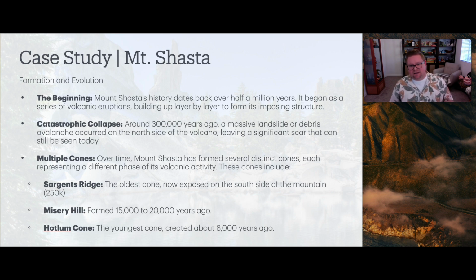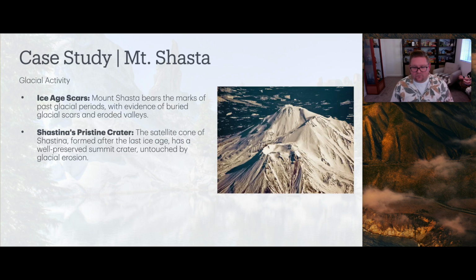Now, because of time, Mount Shasta has formed several very distinct cones, each representing a different phase of volcanic activity. The cones include the Sargent Ridge, which is about 250,000 years old; Misery Hill, which is between 15 and 20,000 years old; and then the most recent, the Hotlum cone, which is about 8,000 years old. So these three cones make up Mount Shasta. Here's an aerial photo of Mount Shasta and some of these cones. Ice Age scars: Mount Shasta bears the marks of past glacial periods, with evidence of buried glacial scars in eroded valleys.